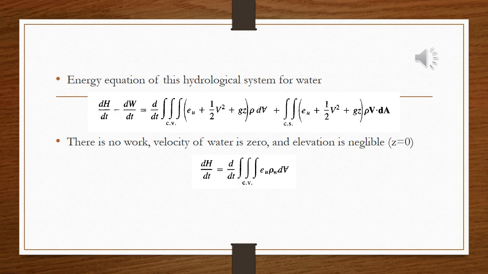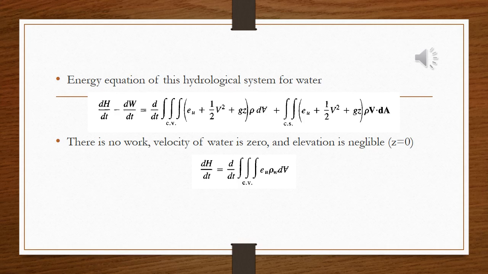So there is no work done for this system. There's no motion, nothing is changing, right? It's not doing any work outside the surface. And the velocity of water is zero, we know that. And elevation is negligible, so z is going to be zero. There is no change in z. The h in this volume is very negligible to change. So z is gone, and the kinetic energy is gone.